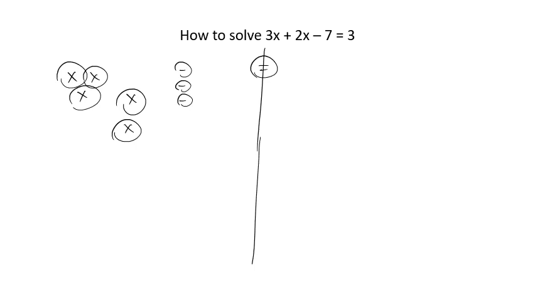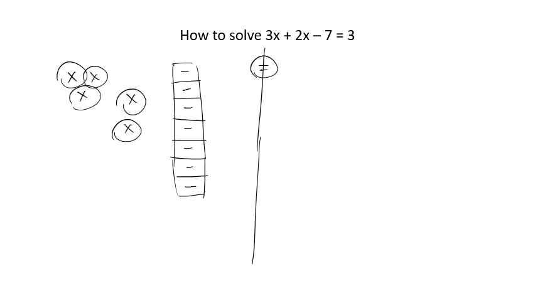I was going to draw them in boxes. So here, let me fix that. 1, 2, 3, 4, 5, 6, 7, and I will draw these as little boxes. Okay, and then over here we've got 1, 2, 3.